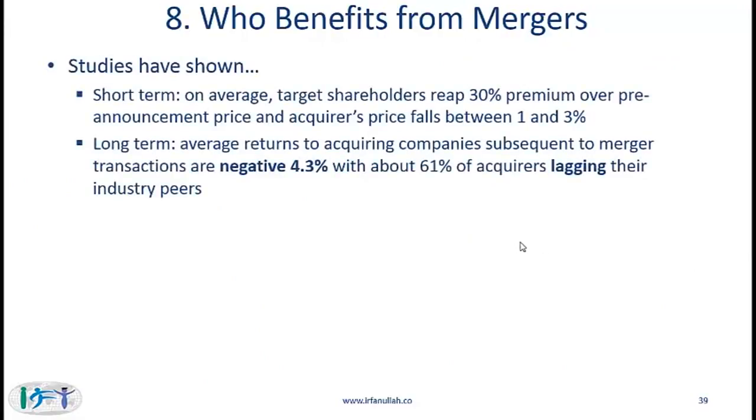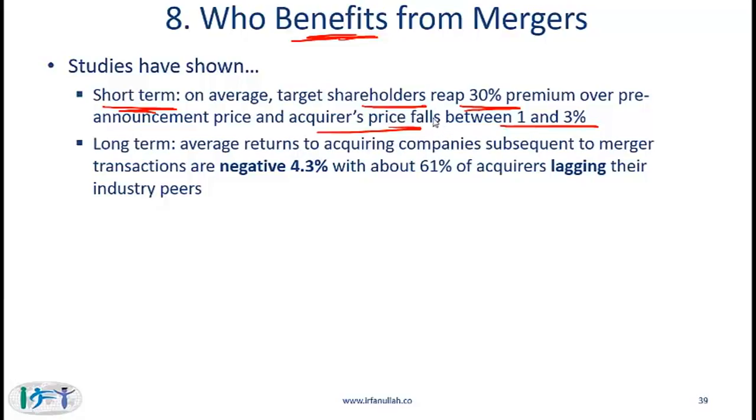All right. We have done the difficult material, now a couple of relatively straightforward sections. When there is merger and acquisition activity, who benefits? Several studies have been done, and simplistically, this is what studies show. In the short term, on average, target shareholders reap a 30% premium over pre-announcement price. So, looks like generally the target company shareholders do well, at least in the short run. The acquirer's price often falls between 1% and 3%.